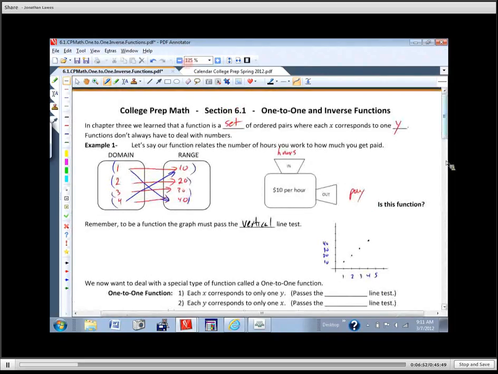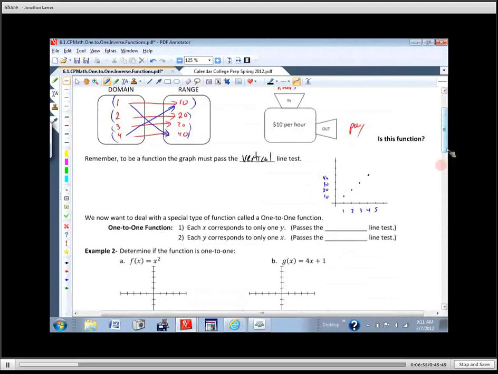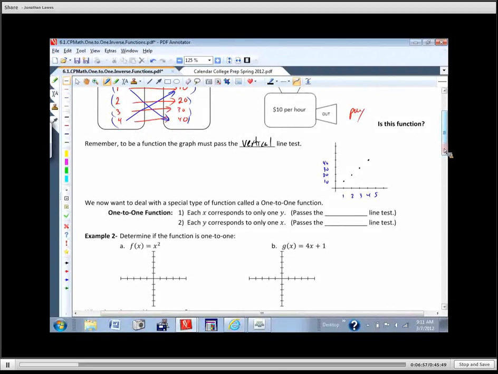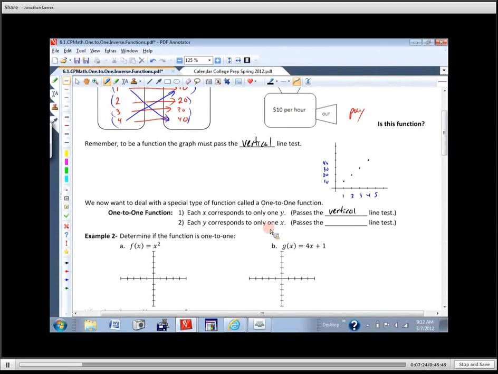All right. Now, let's talk about a one-to-one function. Okay, a one-to-one function is a little bit more special than a regular old function. In a one-to-one function, each x has to correspond to only one y. That means it passes the vertical line test. But we're going to add one more condition here. That part makes sure that it's a function. Now we're going to make sure that it's a one-to-one function. And that part is each y can correspond with only one x. Each y can correspond with only one x. What that means is it has to pass the horizontal line test.